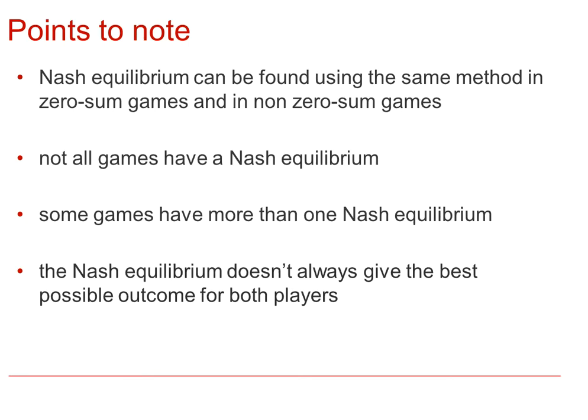That not all games have a Nash equilibrium, some games have more than one, and that the Nash equilibrium doesn't always give the best possible outcome for both players. Let's look at some examples to illustrate these points.